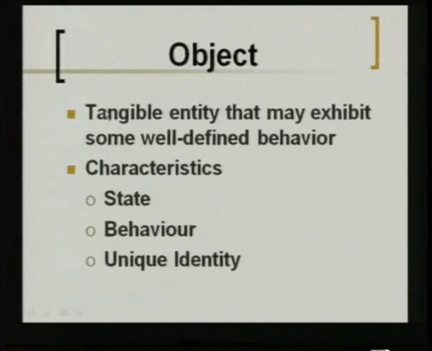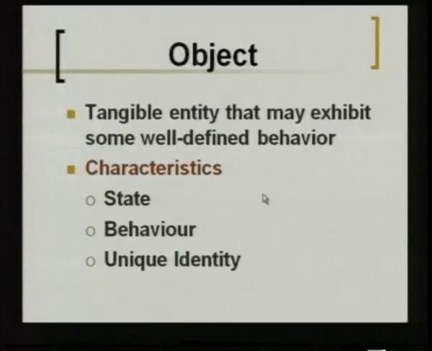So, what is this object? Object also holds the same meaning that we have in the English language. It is nothing but a tangible entity which exhibits some behavior. Now, I can be called an object, a car can be called an object. It is some entity that we can physically see and physically feel, and each object exhibits some behavior, it has some characteristics. So, the features of an object are identified by the state of the object, the behavior of the object and the unique identity. Every object has a unique identity.